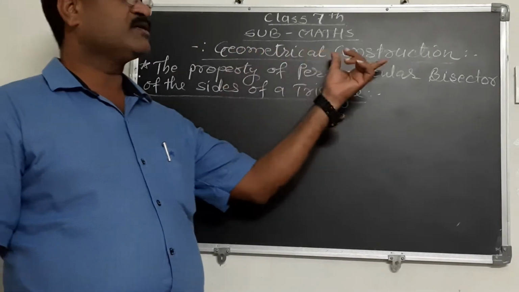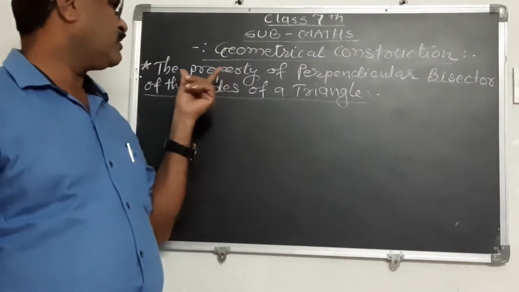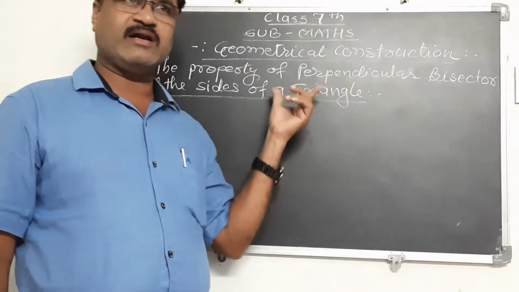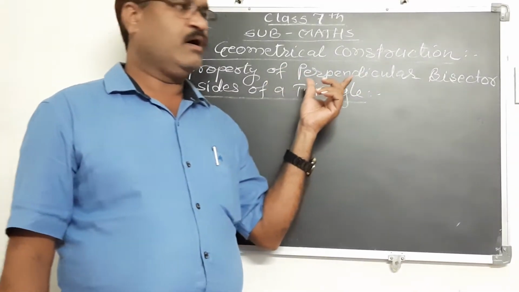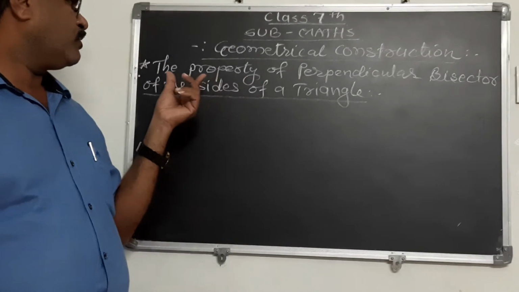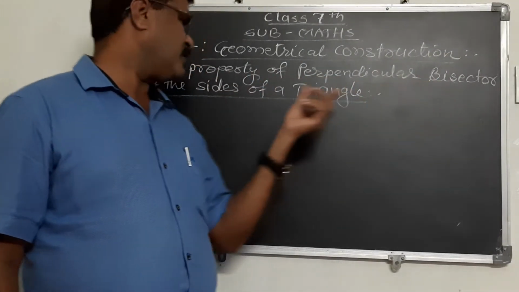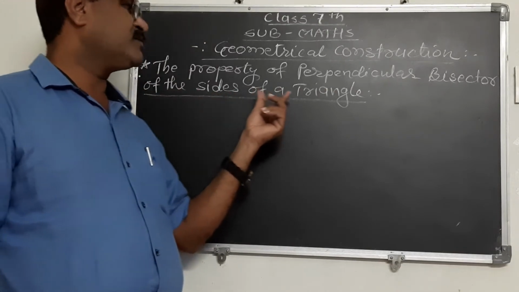In this geometrical construction, we saw in the last video the property of the angle bisector of a triangle. Today we will discuss the property of the perpendicular bisector of the sides of the triangle.